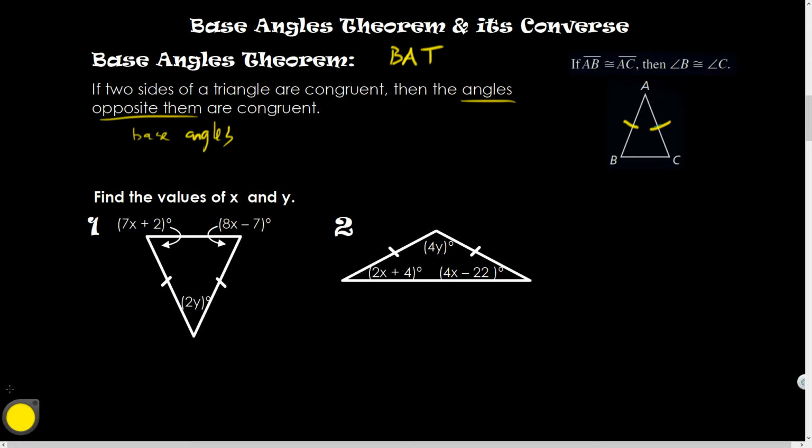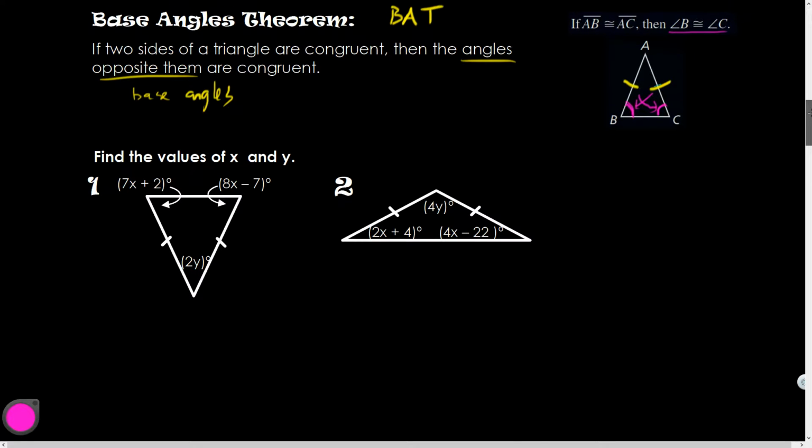Right, so notice that these angles opposite the legs, right there and right there, those angles are going to be congruent. So that's the good old base angles theorem. You could draw yourself a little triangle if you don't have it. But the base angles theorem, let's put this to work.